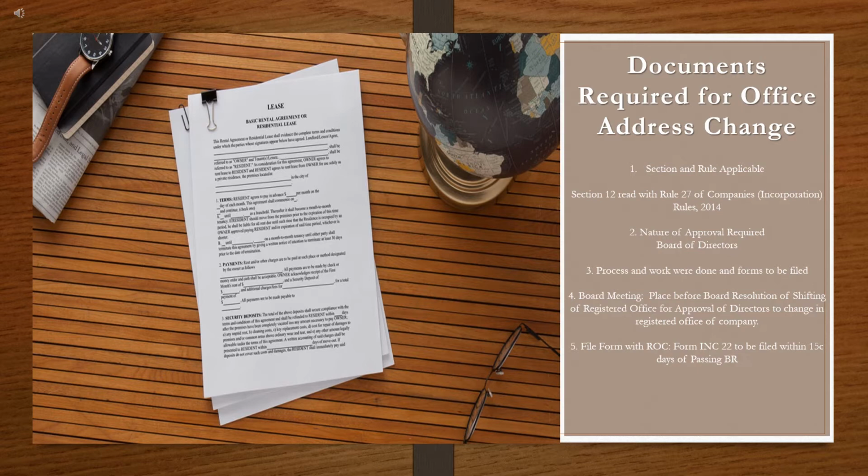Publish a notice at least once in a daily newspaper and one English newspaper in which the registered office of the company is situated, and then the application to the RD will be applied and then approved by the RD. File form INC-22 with the ROC, to be filed within 15 days of passing the special resolution. Also, file form MGT-14 to the ROC for the special resolution with all relevant attachments.